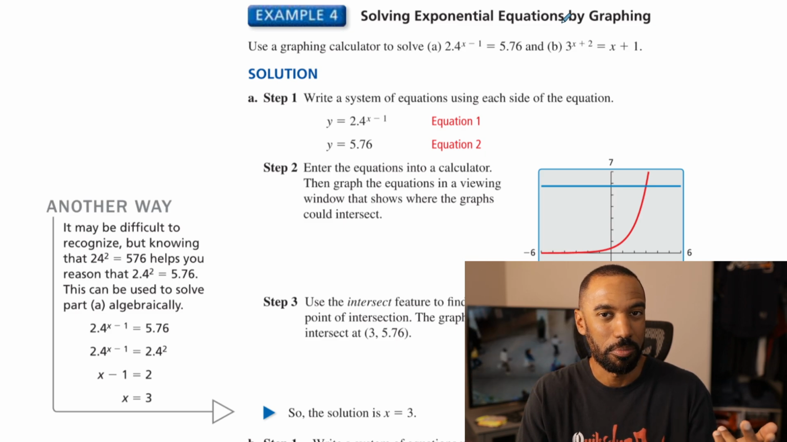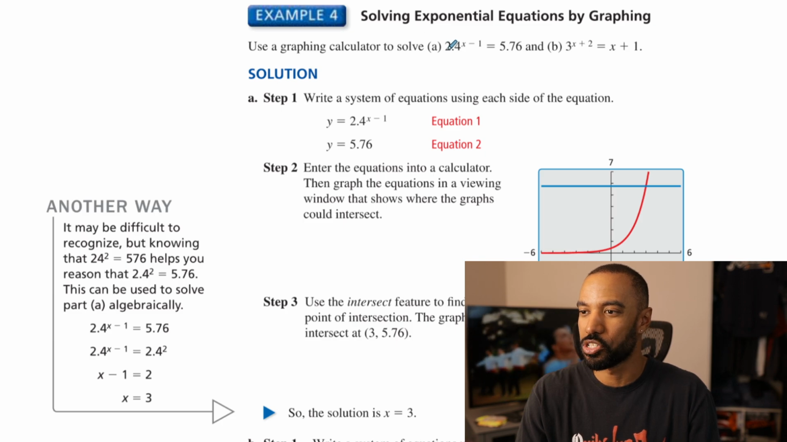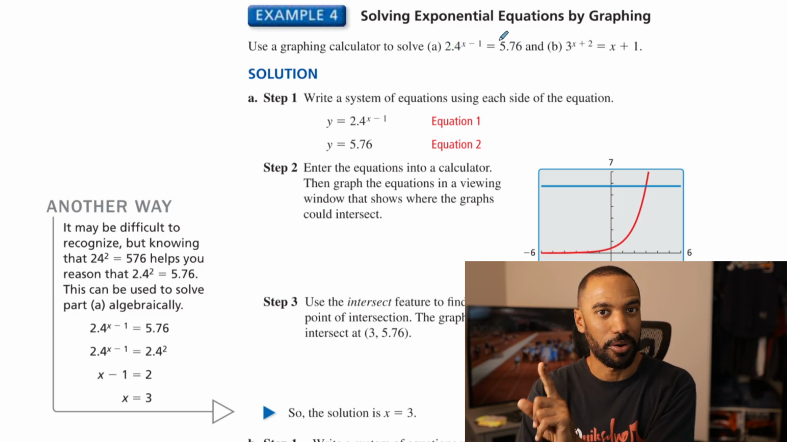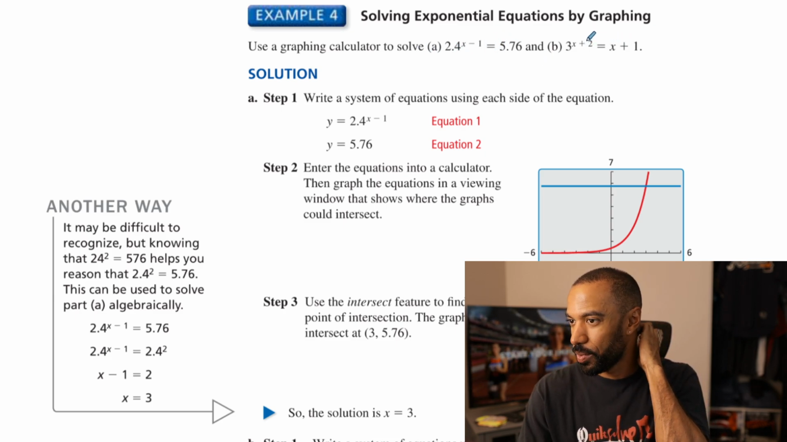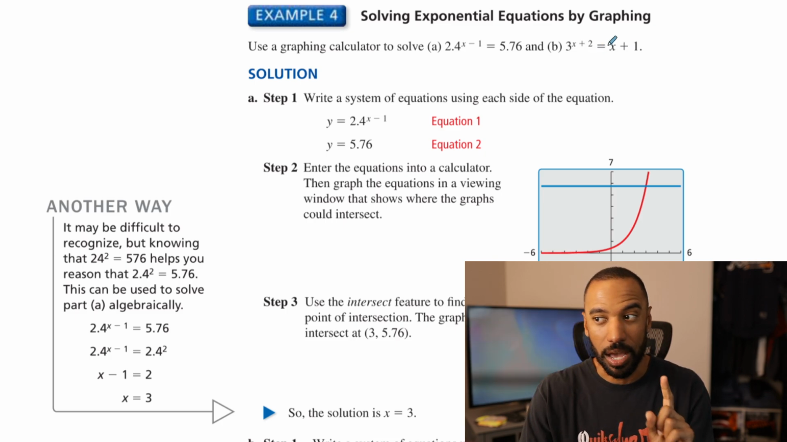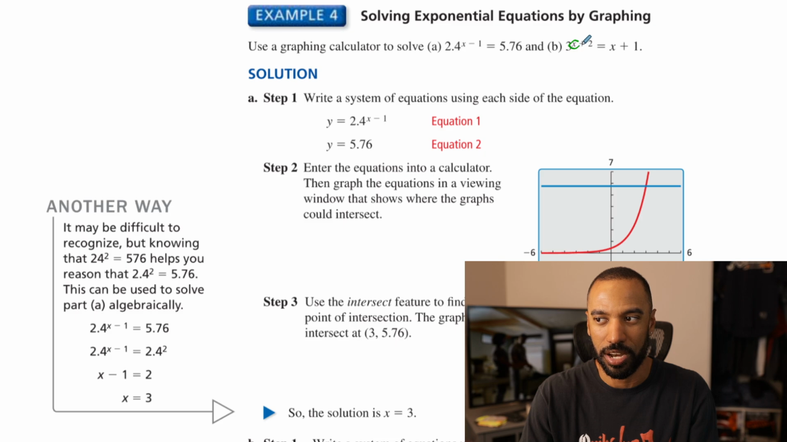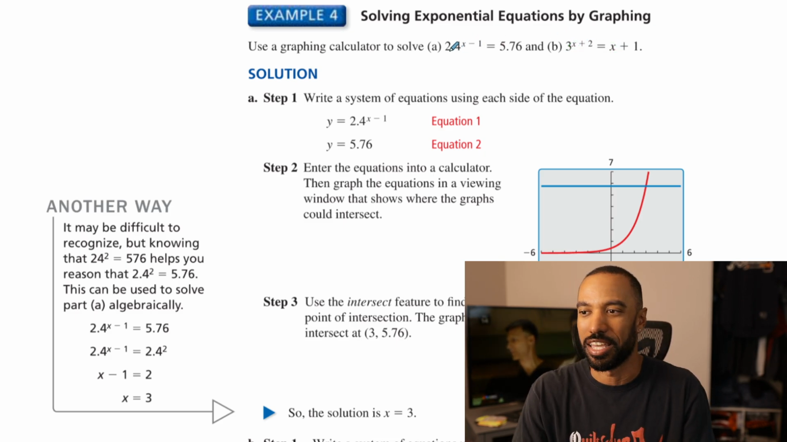By the way, did they ever say solve using real-life application? I don't know if we're doing word problems with this one, at least not in a big bad way. All right, use a graphing calculator to solve 2.4 to the x minus 1 equals 5.76. I would actually know how to do that one without a graphing calculator because I know what the decimals are. And 3 to the x plus 2 equals x plus 1. That one's a little trickier, because we have an x in the exponent and one that's not. That's generally not something that we play with very often together.